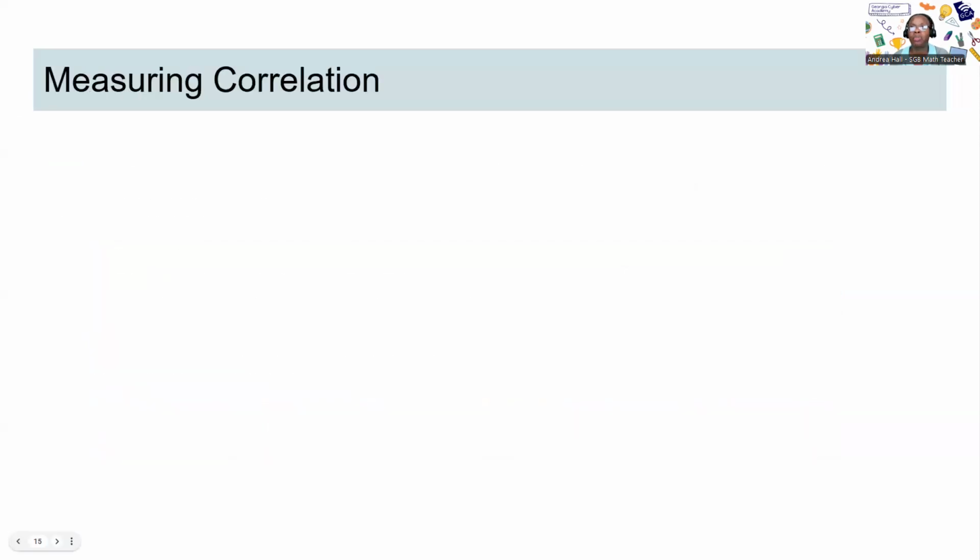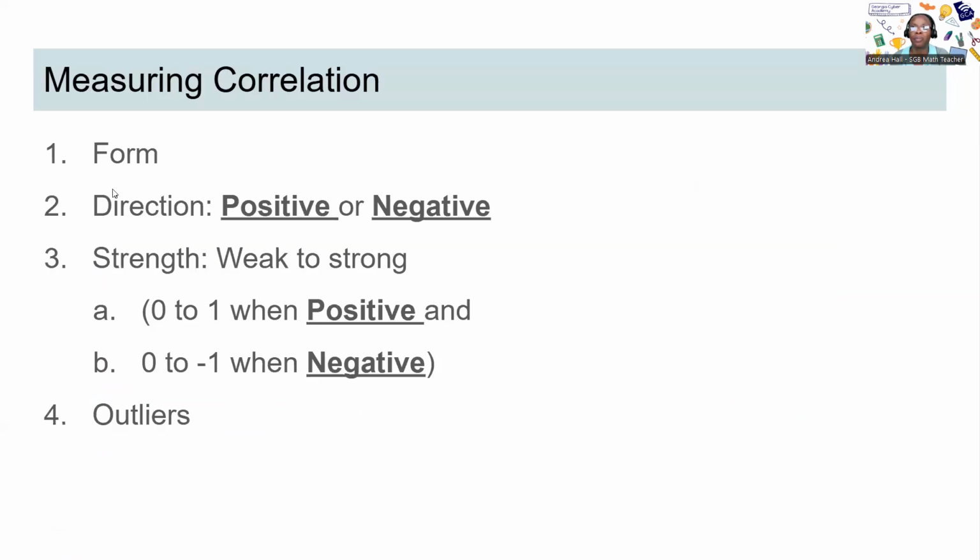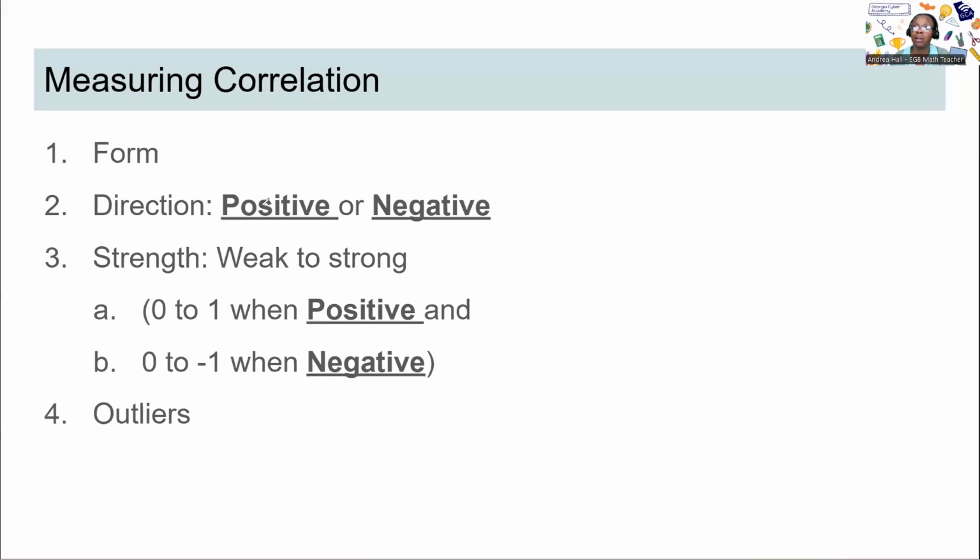Measuring correlation. So in measuring correlation, we look at the form. We look at the direction. Is it positive or negative, right? That's when we're saying, is it going up the hill, right? Positive. Or is it going down the hill from left to right? Is it weak to strong? We measure the strength, right? 0 to 1 when it's positive or 0 to -1 when it's negative.